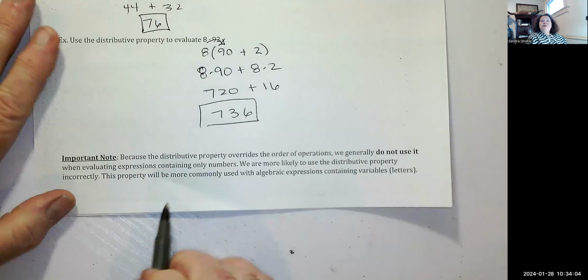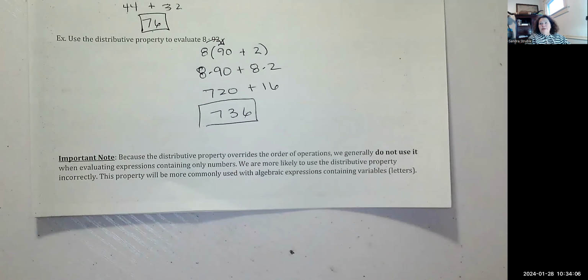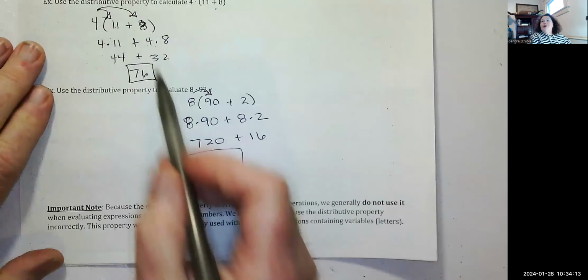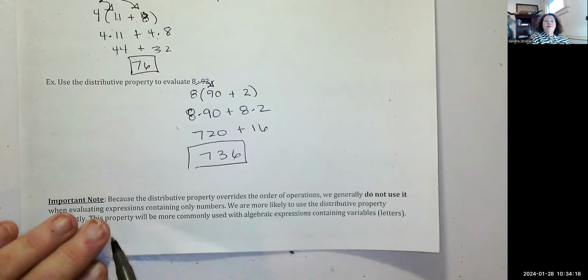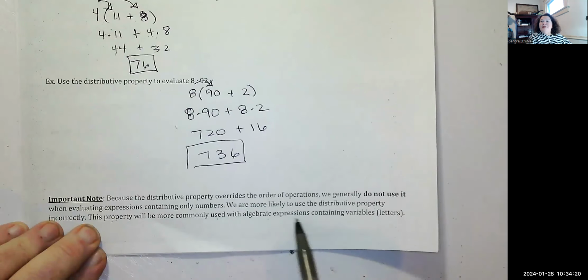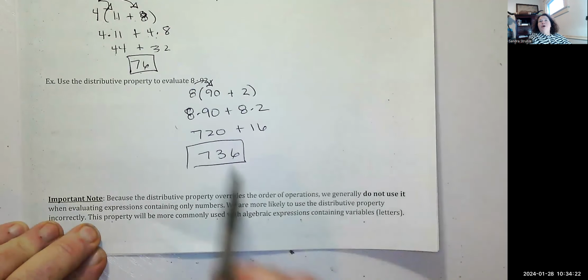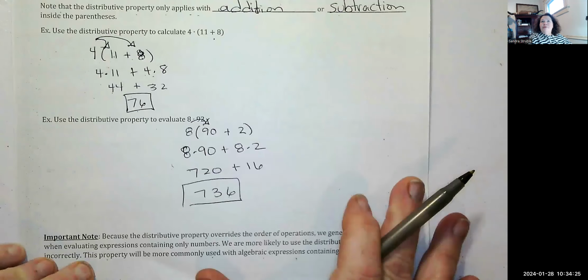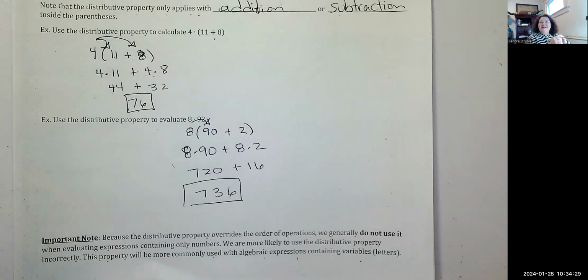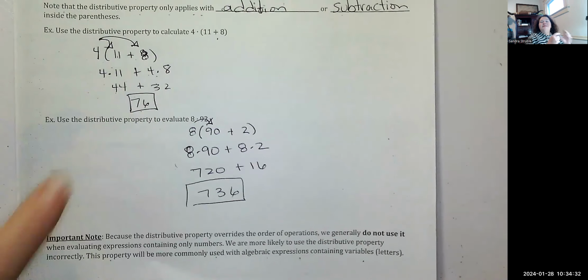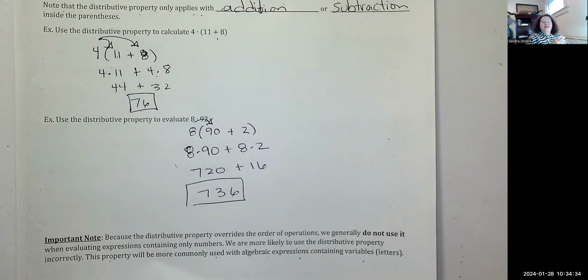Important, because the distributive property overrides the order of operations, we generally do not use it when evaluating expressions containing only numbers. So what we're doing up here, you're never going to do. It's whenever you start adding in variables. So this property will be more commonly used with algebraic expressions containing variables and letters. You're not going to be doing this going forward. You're going to go with your parentheses first, then you're going to multiply that 4 or the 8. It's not going to be like this, but just for understanding the concept.